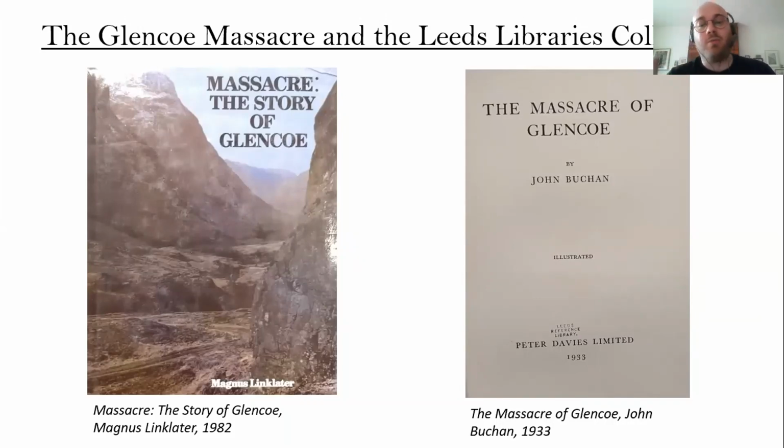And then the second book, which is The Massacre of Glencoe by John Buchan in 1933, and it really goes into detail about why the massacre was ordered in the first place. So both of these are perfect if you want to look into the Massacre of Glencoe.